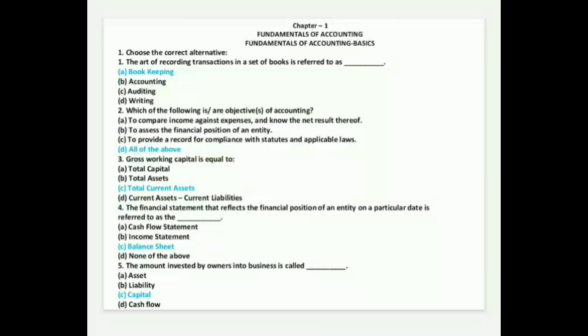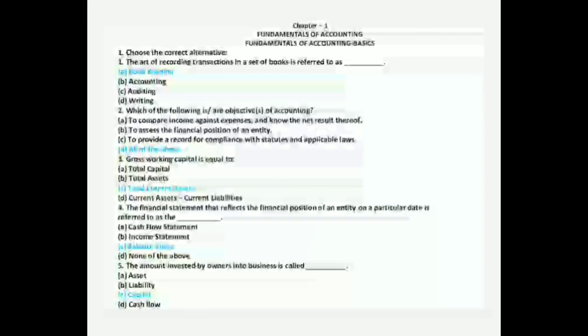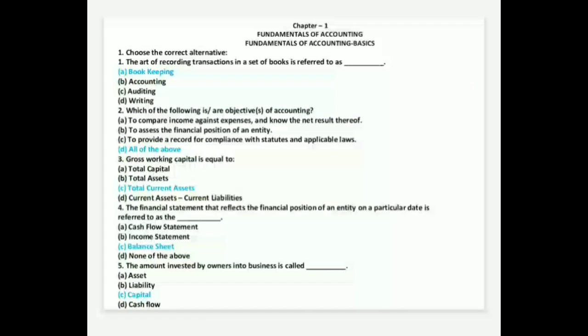Third, gross working capital is equal to: options are total capital, total assets, total current assets, and current assets minus current liabilities. So guys, if someone asks you about gross working capital, working capital here is nothing but the total current assets. Okay, let's see question number 4 now. The financial statement that reflects the financial position of an entity on a particular date is referred to as: options are cash flow statement, income statement, balance sheet, and another. So very easy question, guys.